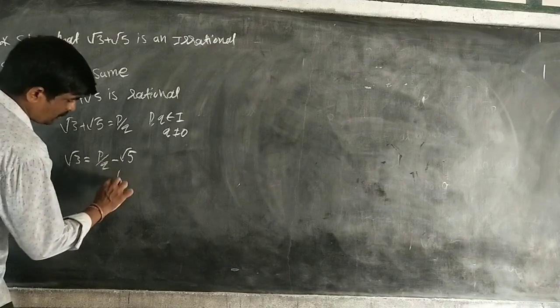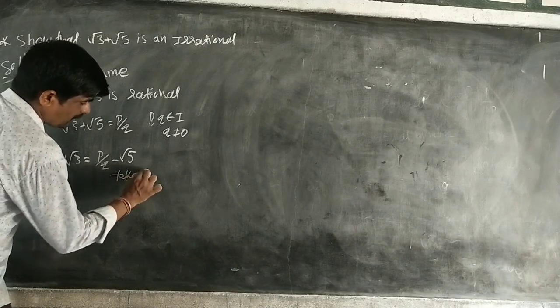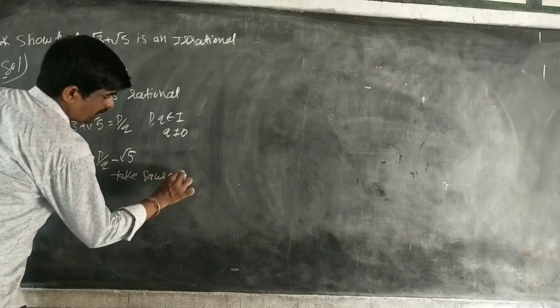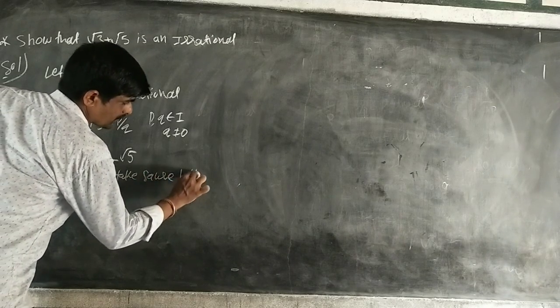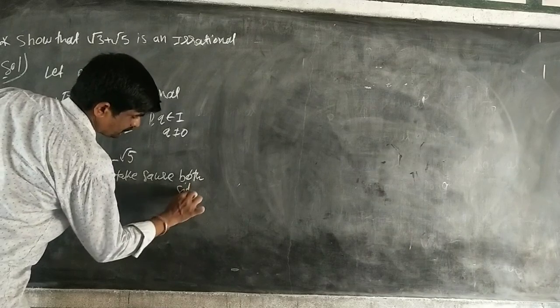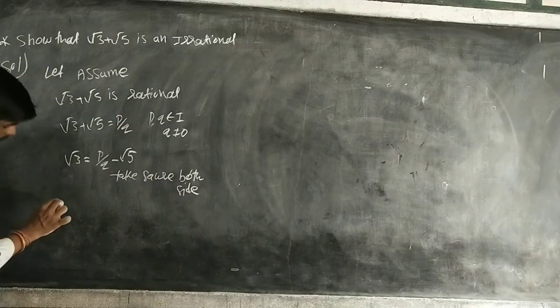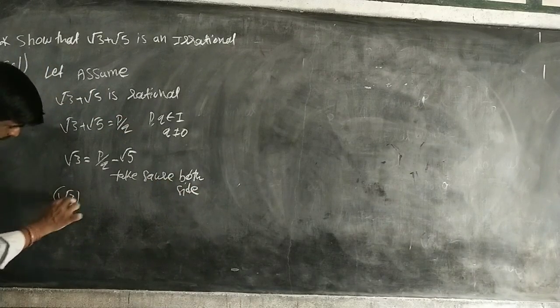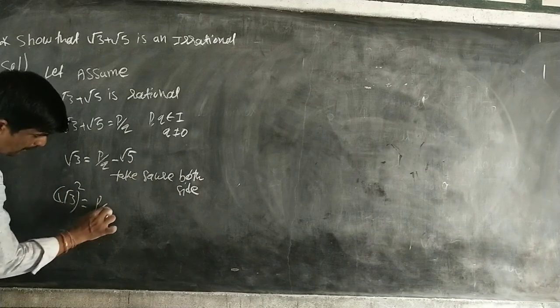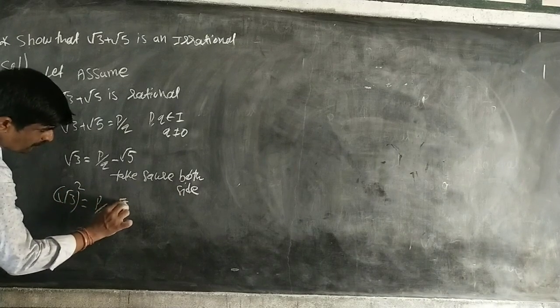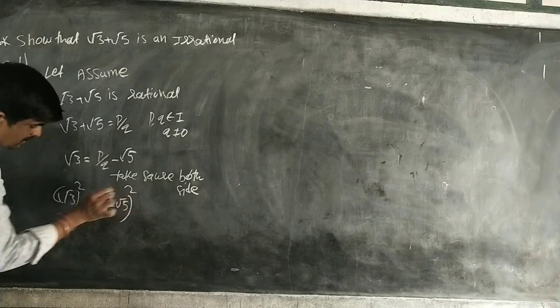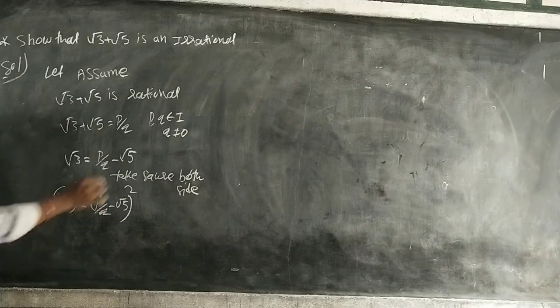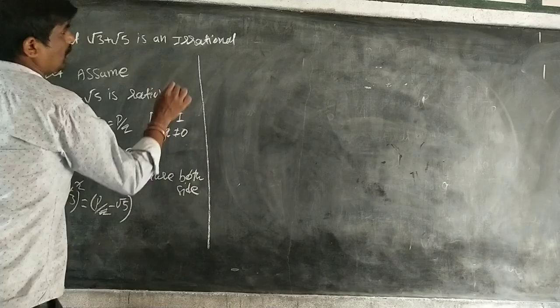Now take square on both sides. Therefore, root 3 whole square is equal to p by q minus root 5 whole square. The square root gets cancelled. Now observe.